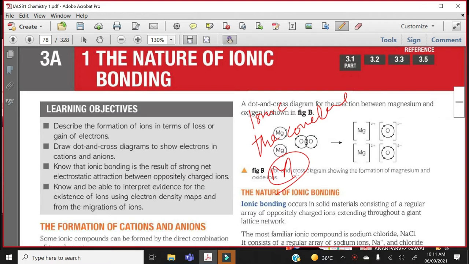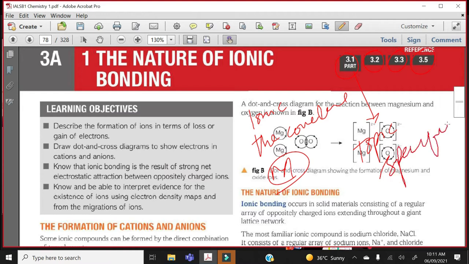Okay, one thing more which I want to tell you is you can see this 3.1, 3.2, 3.3 and 3.5. These are the topics given in your specification. So get these topics, check it out. What is the detail in your specification? You will see this. What are the learning objectives for the ionic bonding now?